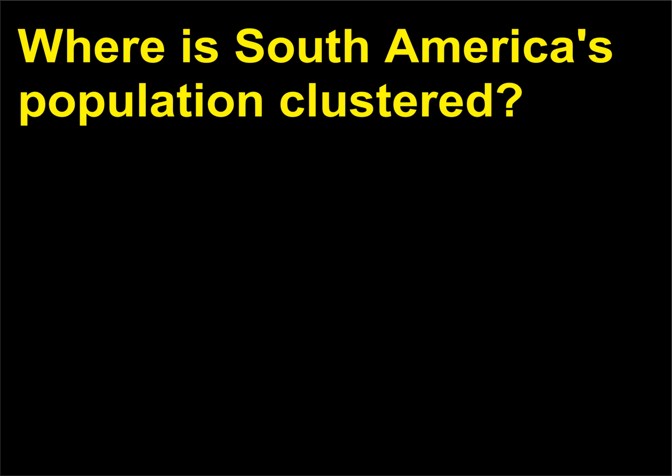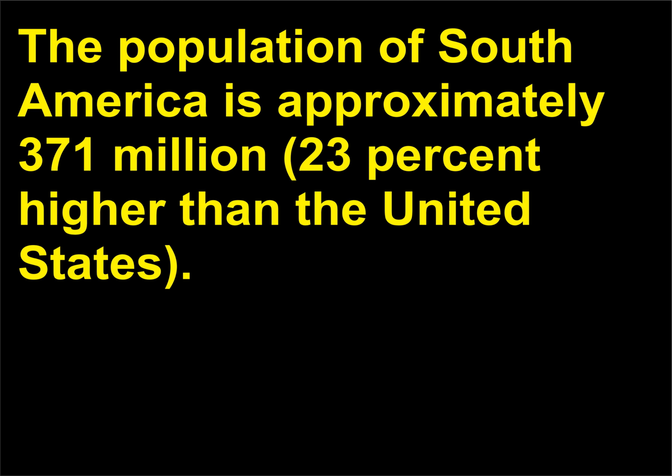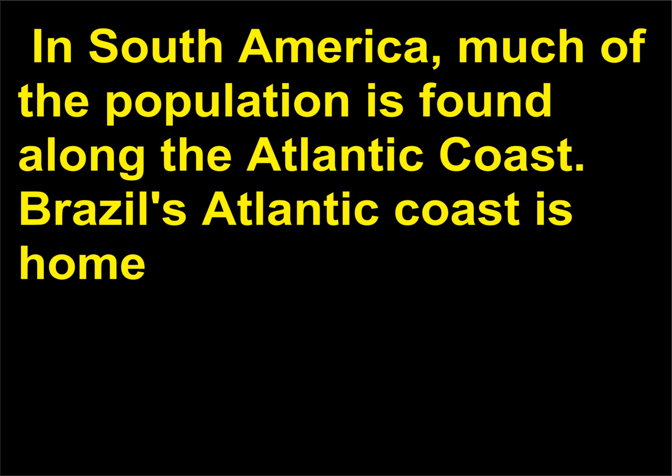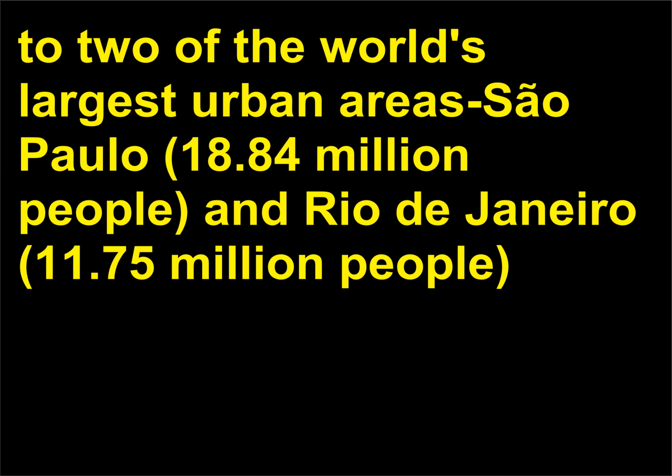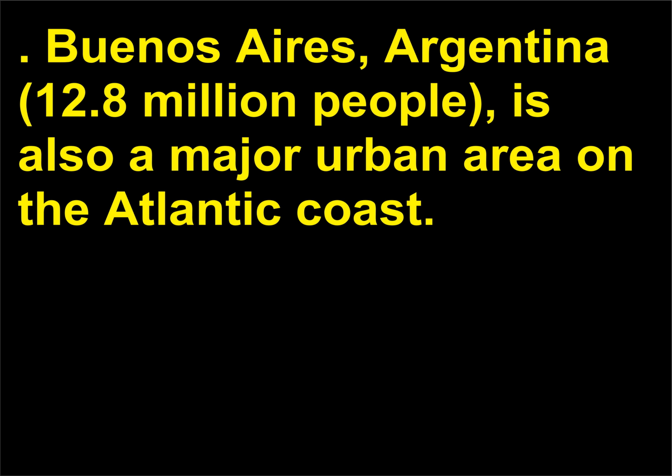Where is South America's population clustered? The population of South America is approximately 371 million, 23% higher than the United States. In South America, much of the population is found along the Atlantic coast. Brazil's Atlantic coast is home to two of the world's largest urban areas: São Paulo, 18.84 million people, and Rio de Janeiro, 11.75 million people. Buenos Aires, Argentina, 12.8 million people, is also a major urban area on the Atlantic coast.